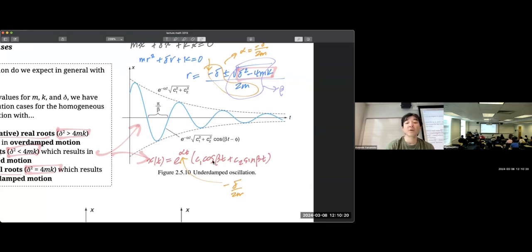You'll have sinusoidal motion. So these cosines and sines will make your thing oscillate, but they'll be multiplied by a function that is exponentially decaying, because this alpha is negative.